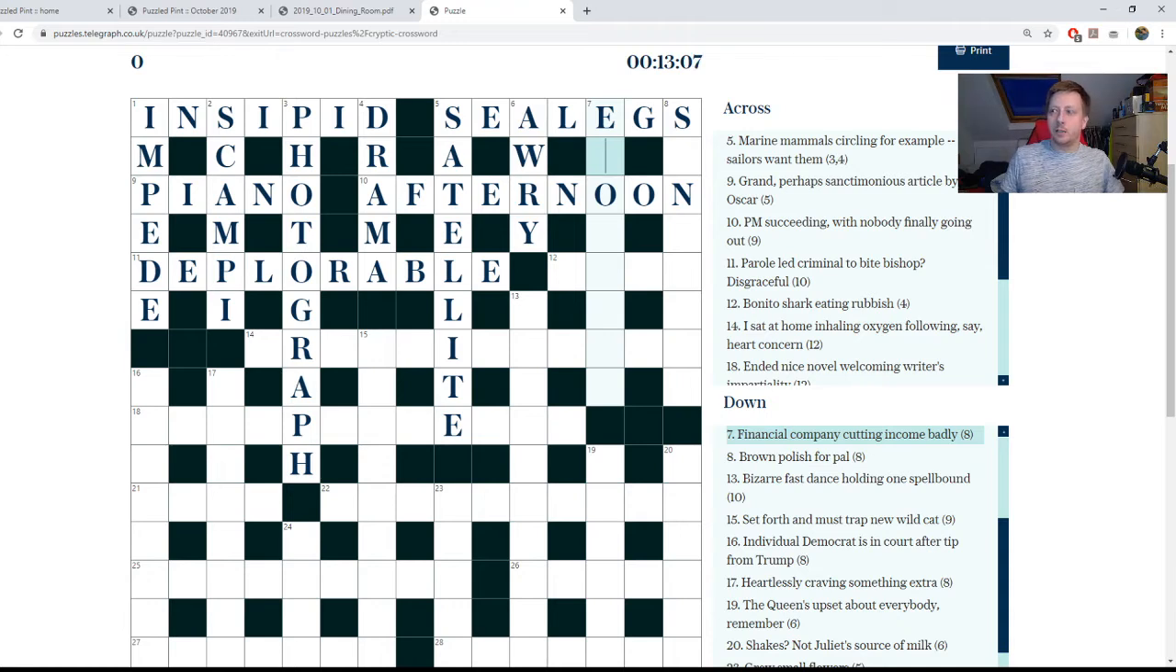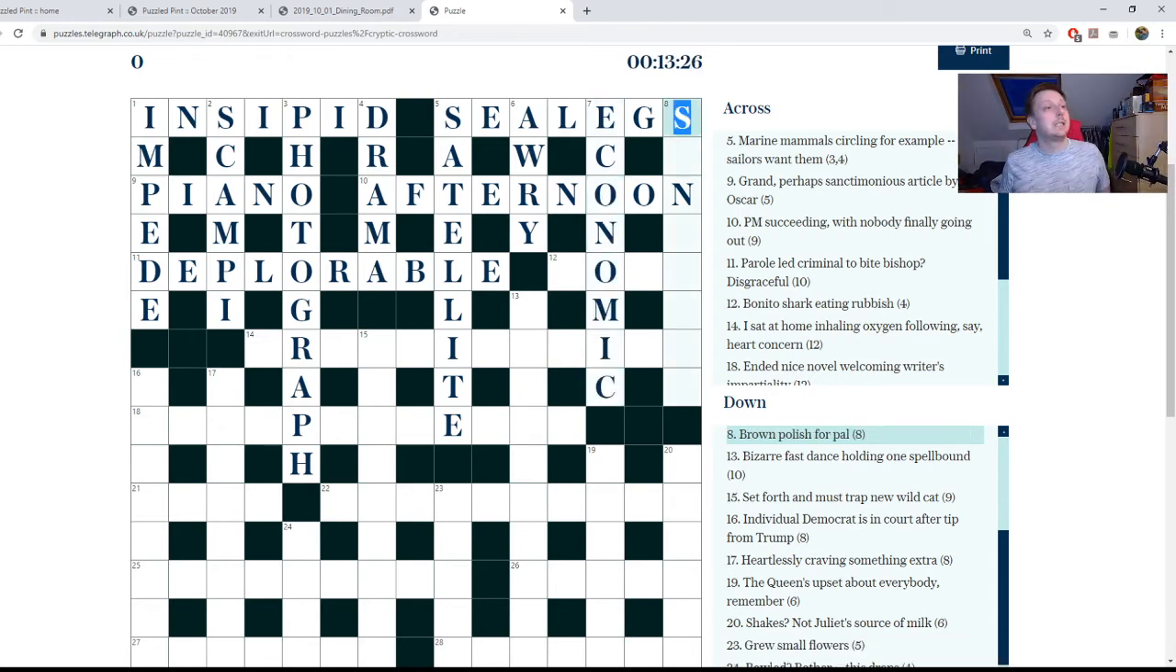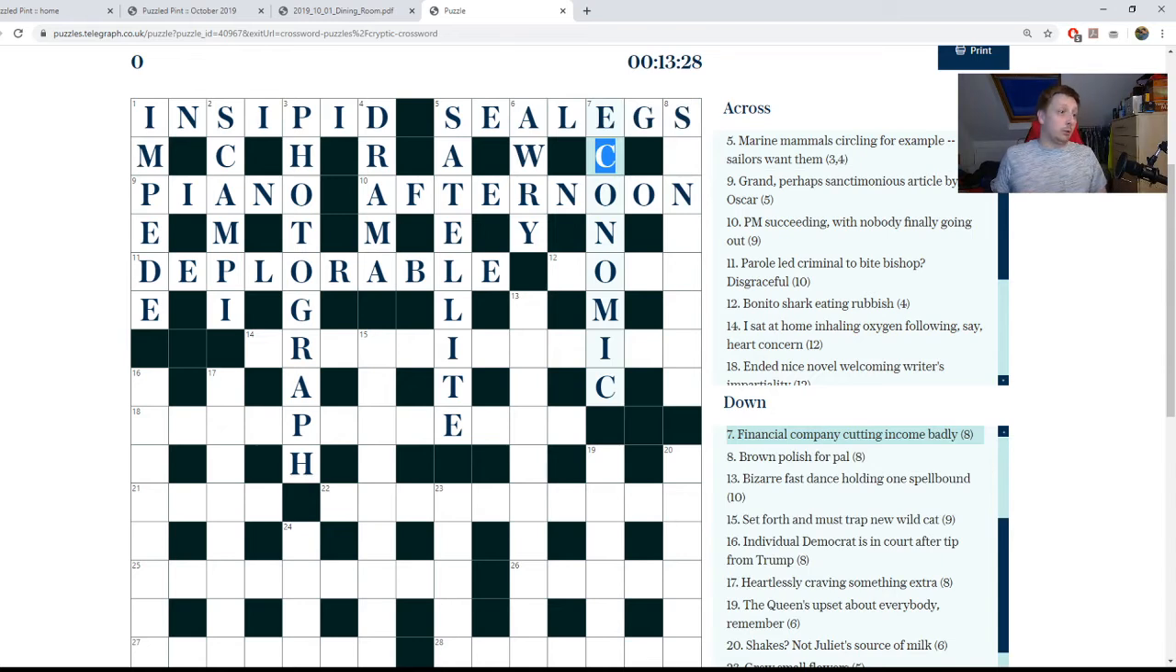It's awry, as in a. It's awry. I think it's the way I'm saying it that's rubbish. Okay, so company is CO, and it is cutting literally income badly. So it's an anagram of income around CO for company, and then that goes to economic, which means financial. That's quite nice. Yeah.